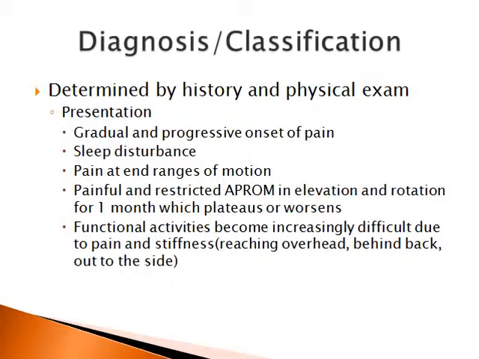A patient will typically present with gradual and progressive onset of pain, sleep disturbance, pain at end ranges of motion, and painful and restricted active and passive range of motion in elevation and rotation for at least 1 month, which plateaus or worsens at this point. Functional activities that are difficult include reaching overhead, behind the back, out to the side, etc.